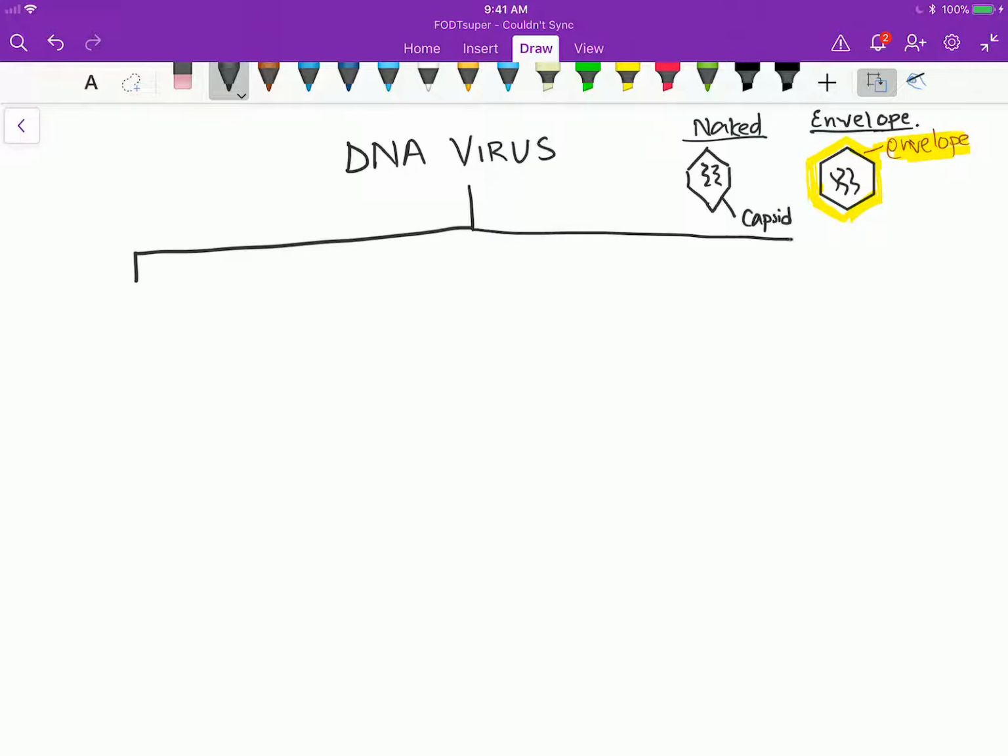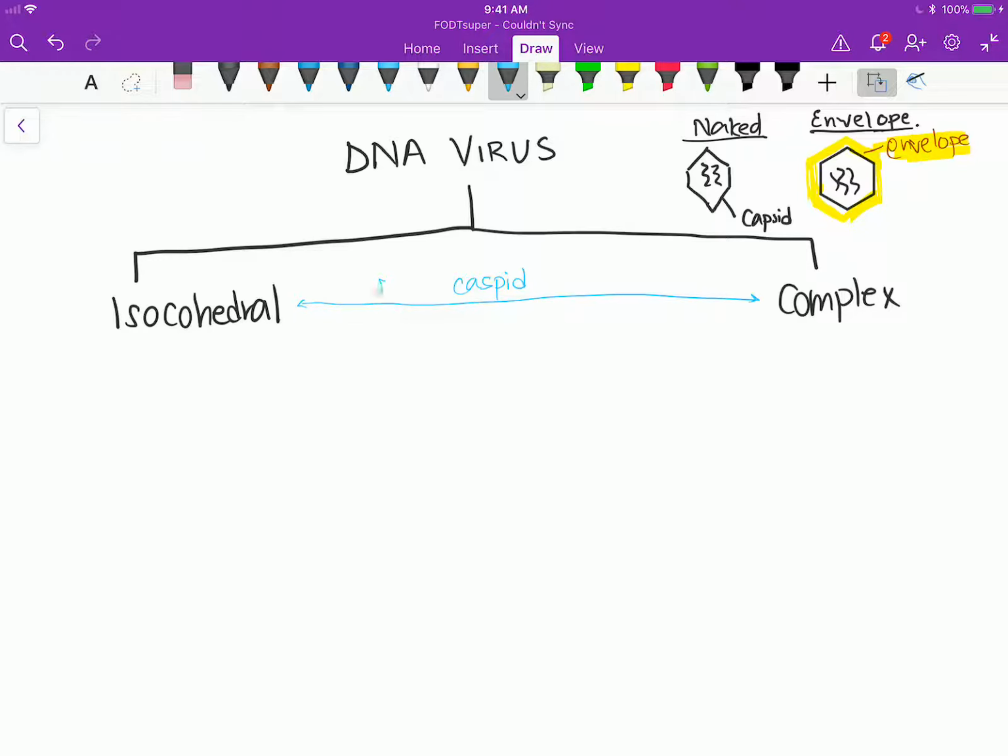So basically you have two kinds of classification. The big one is either your capsid is icosahedral, which is again the shape of the capsid, or it is a complex shape. So there are two types, and luckily there's only one DNA virus that is complex, and that is your Pox virus that causes smallpox. Another thing to note about this virus is that it replicates in the cytoplasm.